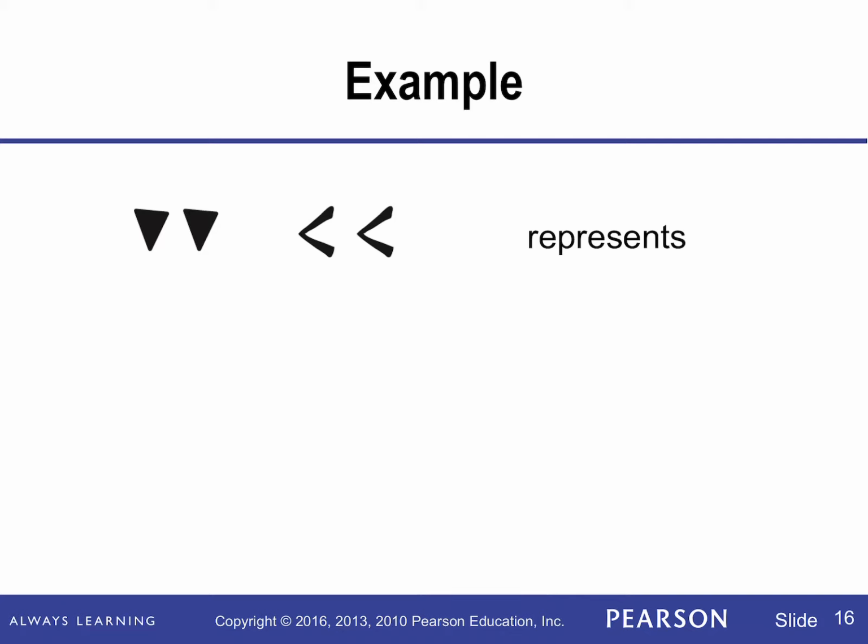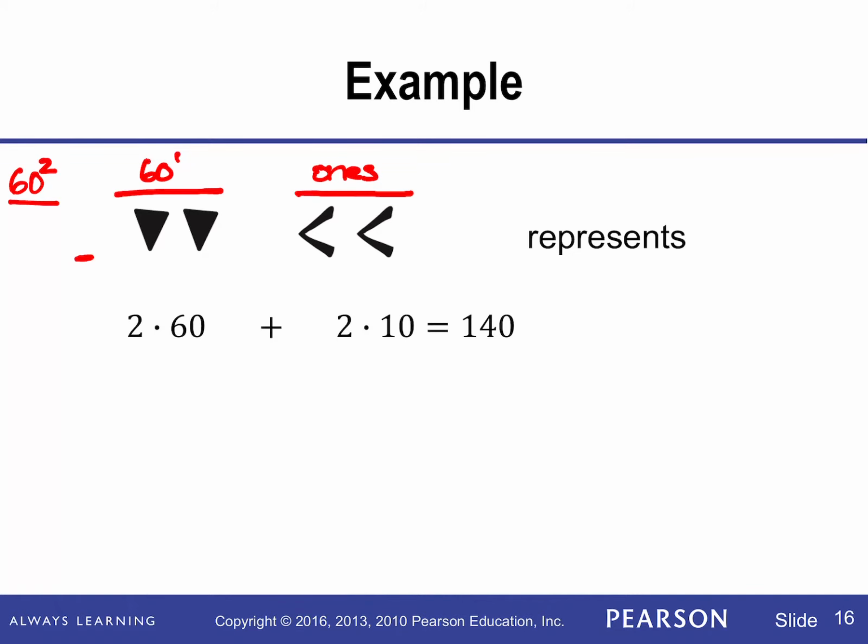So here, I want to think of the place here as my 1s, and then this place is going to be my 60s to the first. And if I were to have a space here and another one, I'd have 60s squared, and so on. So this is telling me that I have 2 60s, and then 10 and 10, or 2 times 10, 1s. And so I add those together to get 140. So this picture represents 140 using the Babylonian notation.